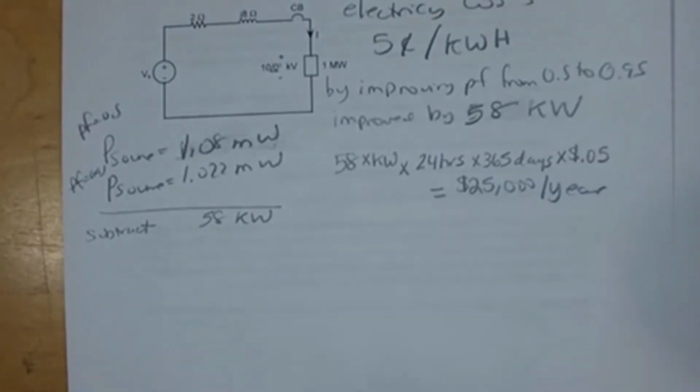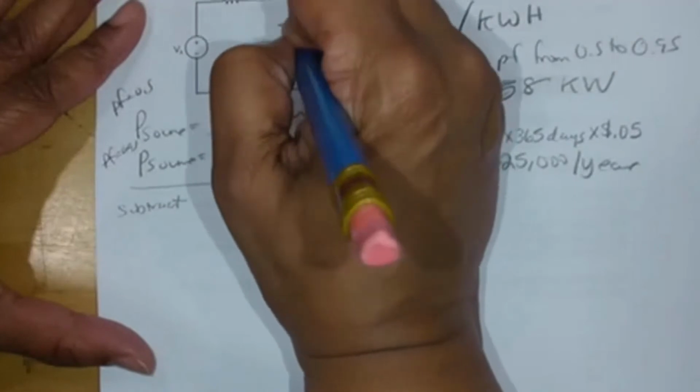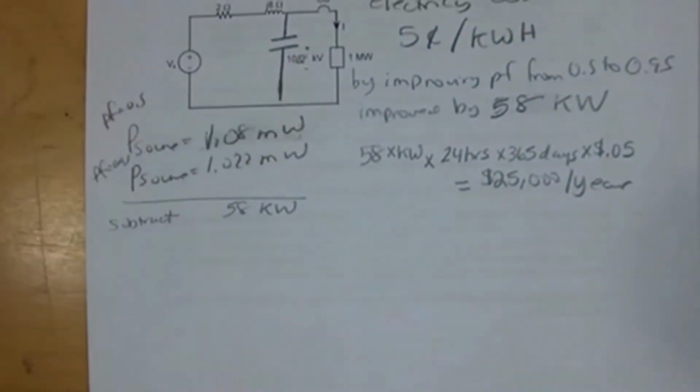So that means it would be worth your time to invest in finding a way to improve the power factor. This is what we call power factor correction, and you add a capacitor bank into your circuit to improve the power factor. So that's what we're going to do next. The way that you improve the power factor is, in your original circuit, you add capacitors in parallel with the load.